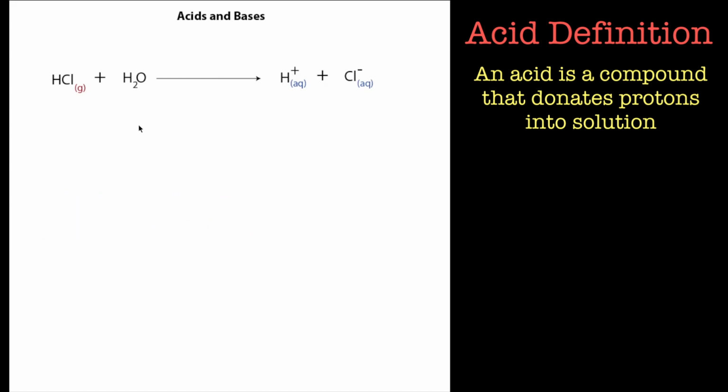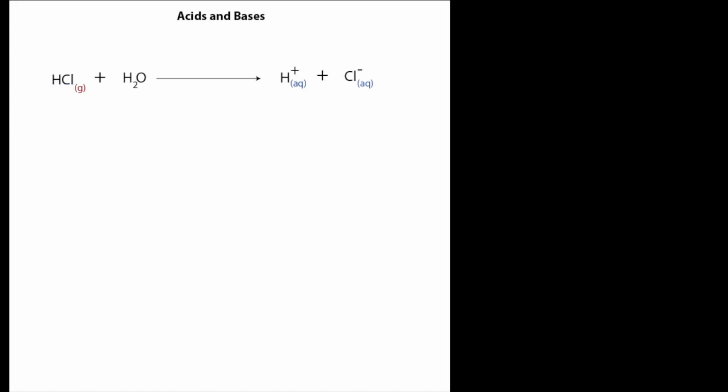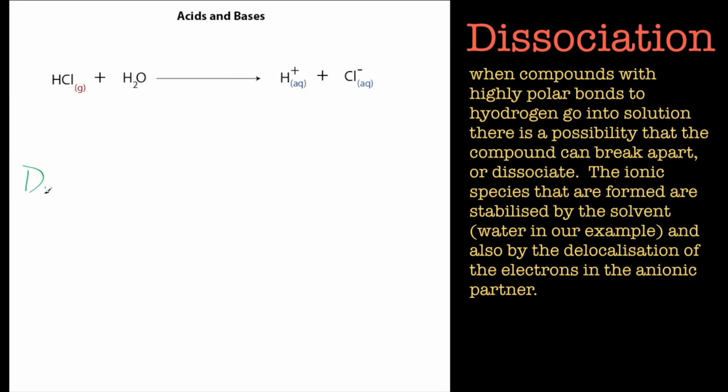So what happens to that when it goes into water is that the HCl dissociates. I'll just write that down for you. So it dissociates, and all that means is it breaks apart when it goes into water. Now if you look at the little subscripts we've got here, we've got aq meaning aqueous, and we've got g there meaning gas. So basically we're bubbling a gas into water, and as that bubbles into water, this molecule breaks apart into its component species of a proton and a chloride ion.